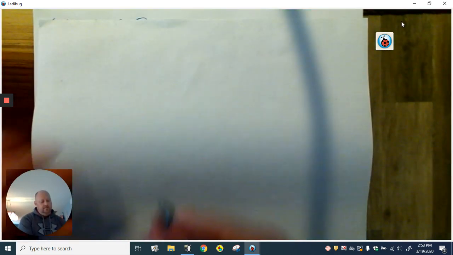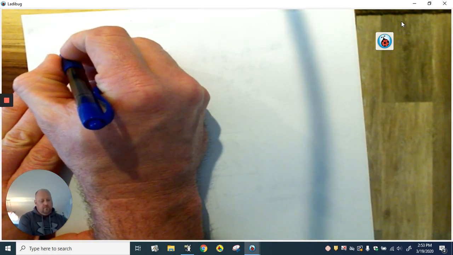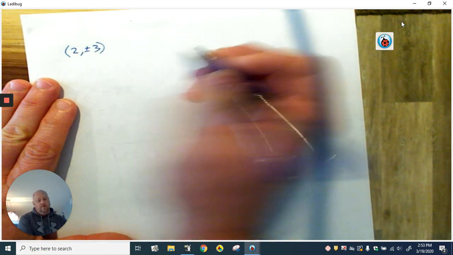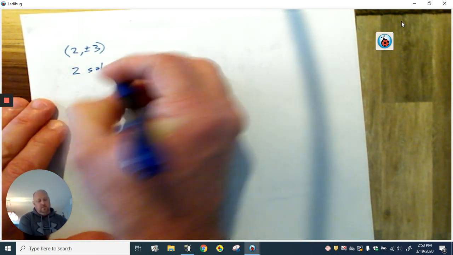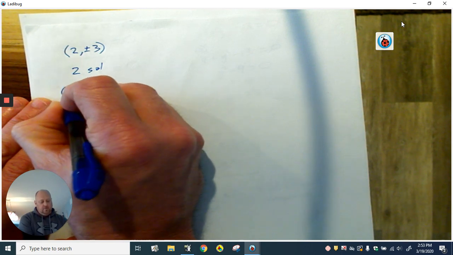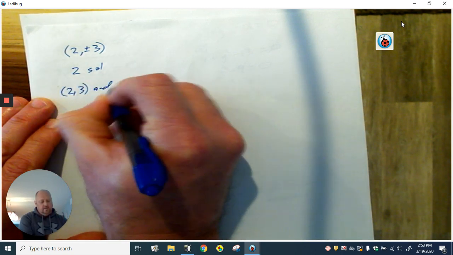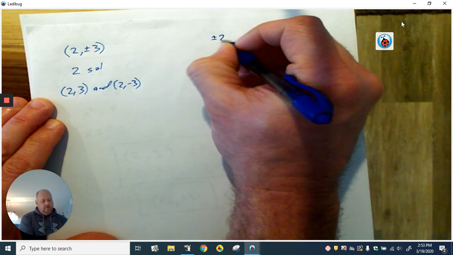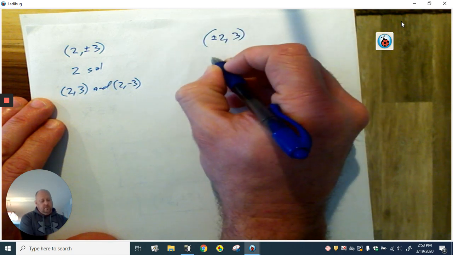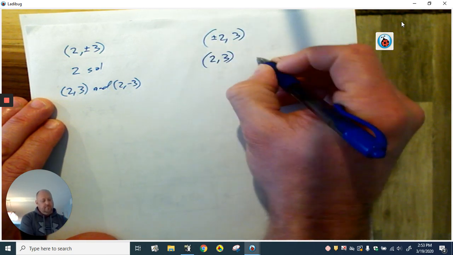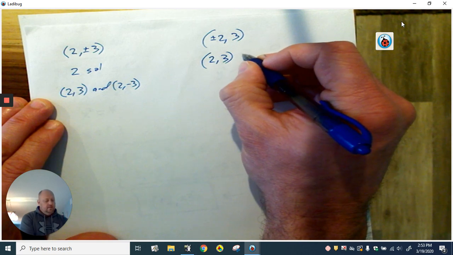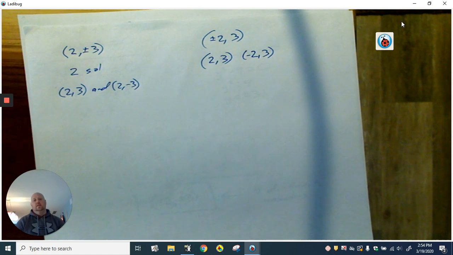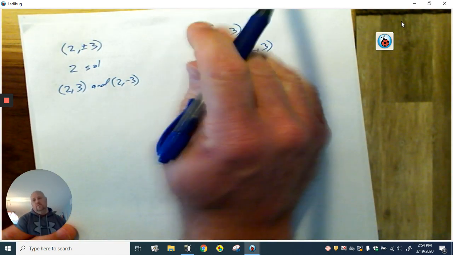To explain that a little bit differently, if that means all 4, if I write 2 plus and minus 3, that would actually just mean 2 solutions, because that would be the same thing as (2, 3) and (2, -3). If I write plus and minus 2, 3, well, that would be (2, 3) and (-2, 3). So again, only the 2 solutions.